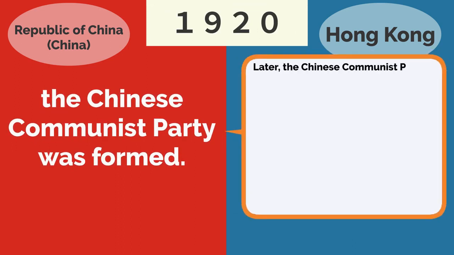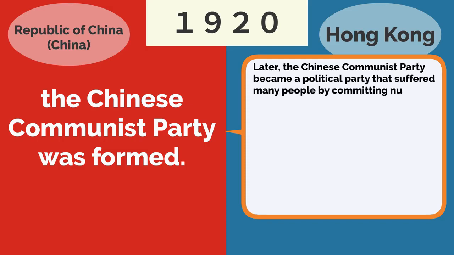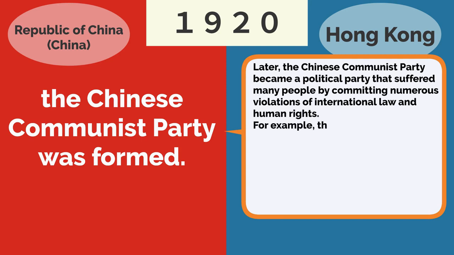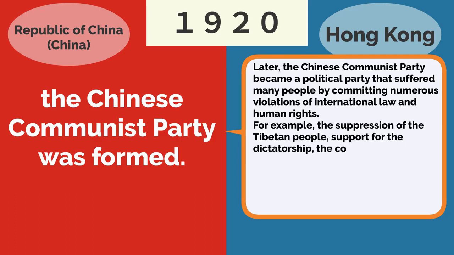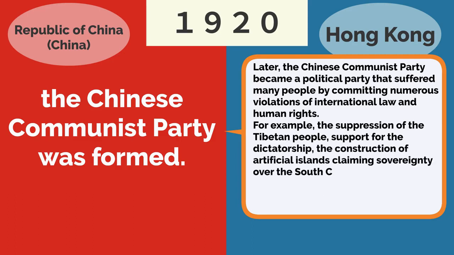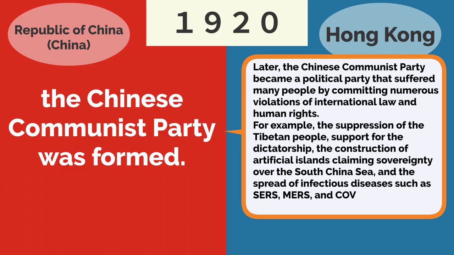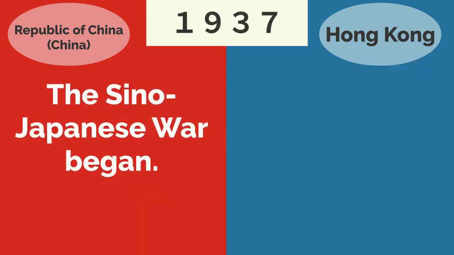Later, the Chinese Communist Party became a political party that made many people suffer by committing numerous violations of international law and human rights. For example, the suppression of the Tibetan people, support for dictatorship, the construction of artificial islands claiming sovereignty over the South China Sea, and the spread of infectious diseases such as SARS, MERS, and COVID-19 all over the world. In 1937, the Sino-Japanese War began.